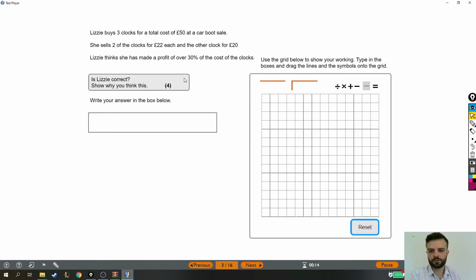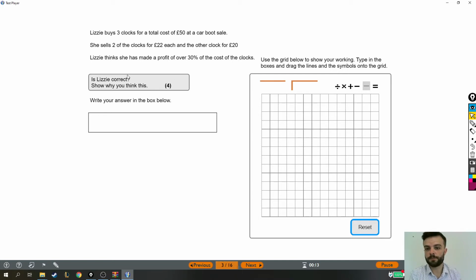Lizzie buys 3 clocks for a total of £50 at a car boot sale. She sells 2 of the clocks for £22 each and the other clock for £20. Lizzie thinks she has made a profit of over 30% of the cost of the clocks. Is Lizzie correct? So what we're going to do is find out how much she's made, and there are different ways we can work out whether or not it's a 30% profit, but we'll come to that in a sec.